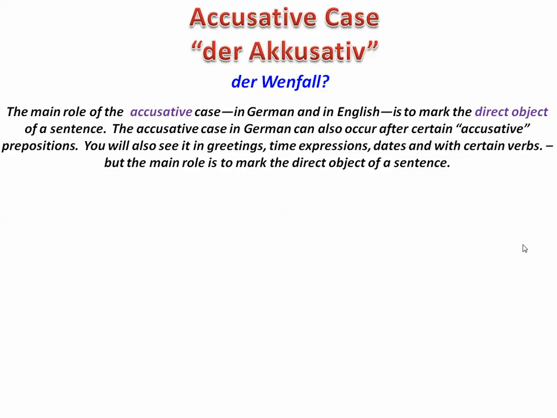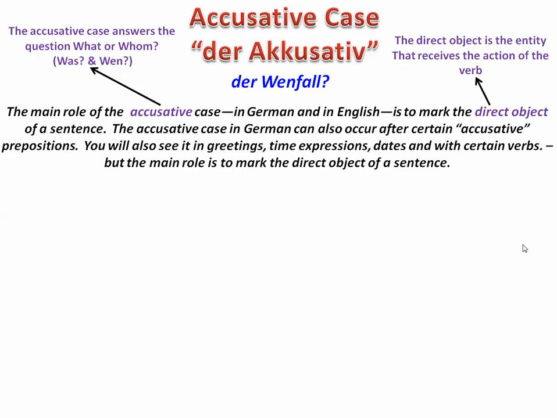The main role of the accusative case, unlike the nominative, remember the nominative signals the subject of a sentence or comes after certain verbs. The accusative case signals the direct object. The direct object is nothing more than what receives the action of the verb. So if I say, der Mann hat den Kuli gefunden, what did the man find? What was found? The pen.